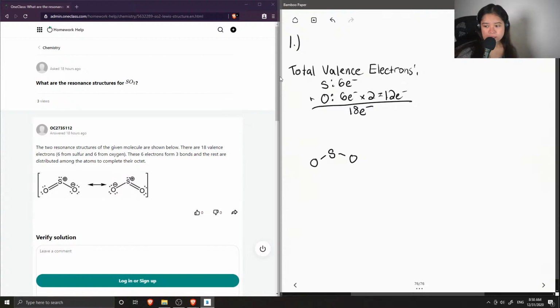Okay, so recall that each bond contains 2 electrons. So far I have drawn 2 bonds, so that is 4 electrons in total, and I need to have 18. So I know one of them will have a double bond. And I'm just going to draw the rest of the lone pairs on all of the oxygens.